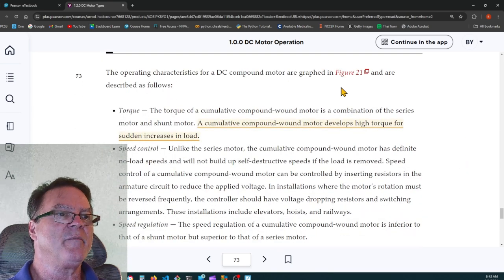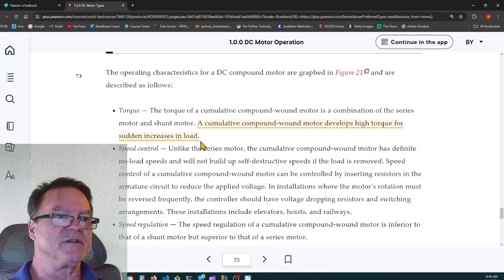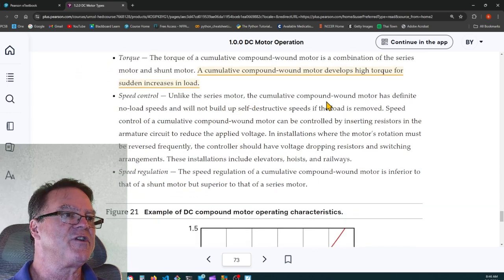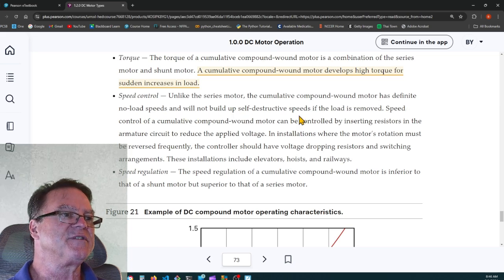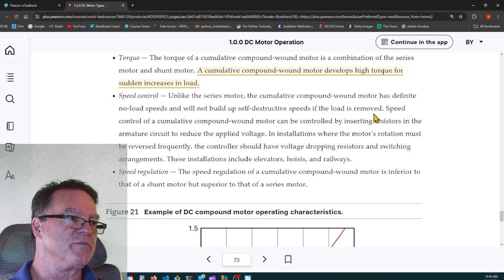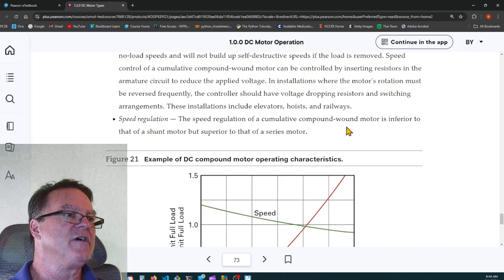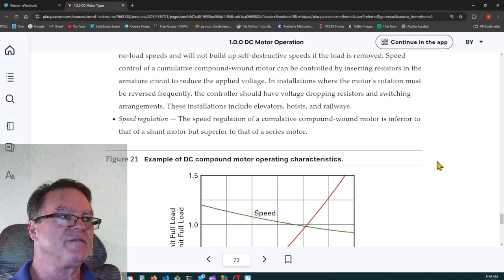So in the compound motor, a cumulative compound wound motor develops high torque for sudden increases in load. Speed control, unlike the series motor, the cumulative compound wound motor has definite no load speeds and will not build up self-destructive speeds if the load is removed. Speed regulation, the speed regulation of the cumulative compound wound motor is inferior to that of a shunt motor, but superior to that of a series motor.